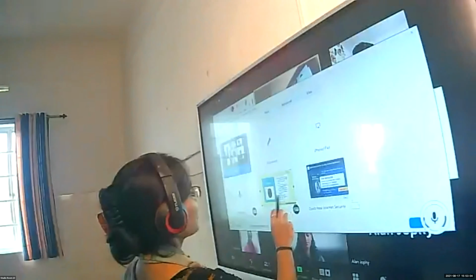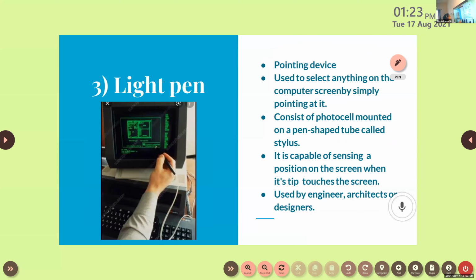Okay. So moving to the next topic. Light pen. What is a light pen? It is a pointing device. It is used to select anything on the computer screen by simply pointing at it. It consists of a photocell mounted on a pen-shaped tube, which is known as a stylus. It is capable of sensing the position on the screen when its tip touches the screen. Mainly it is used by architects, engineers, and designers.